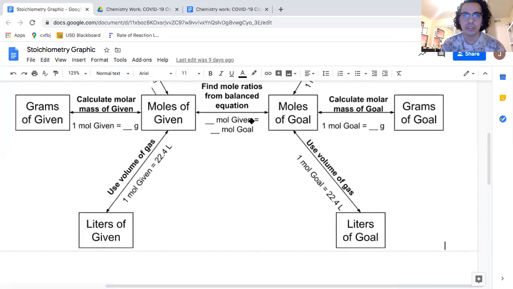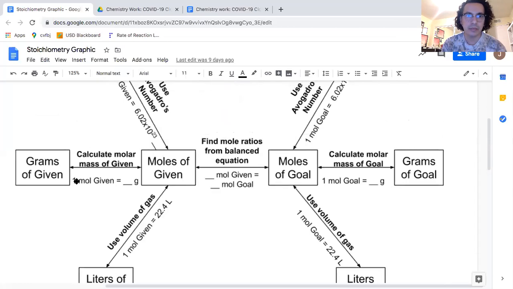Okay, so again, I'm going to post some practice problems for you to practice stoichiometry with changing the amount of sodium azide and changing the amount of liters of nitrogen gas that would be needed. And I'm also going to post practice on molecular mass. That way you can practice the specific step, which is calculate molar mass of given, or if you're doing this one, calculate molar mass of goal.